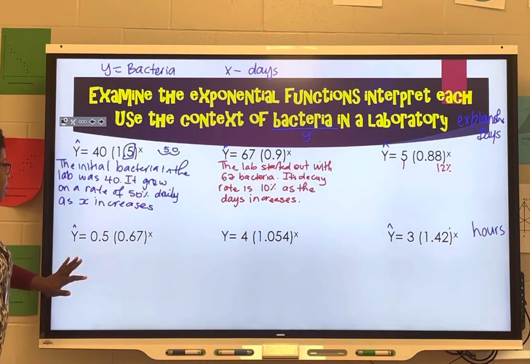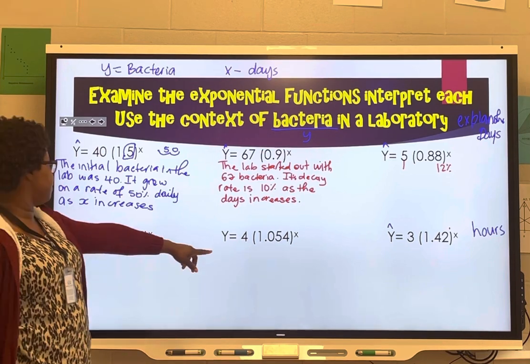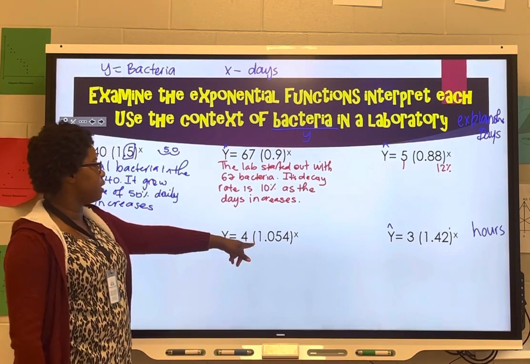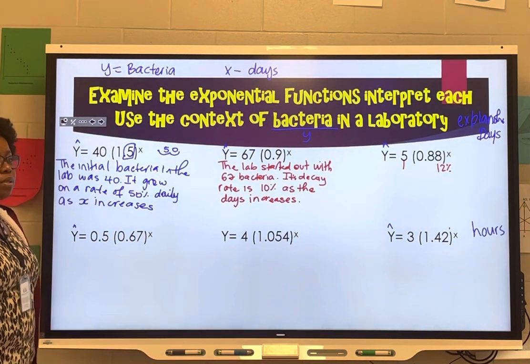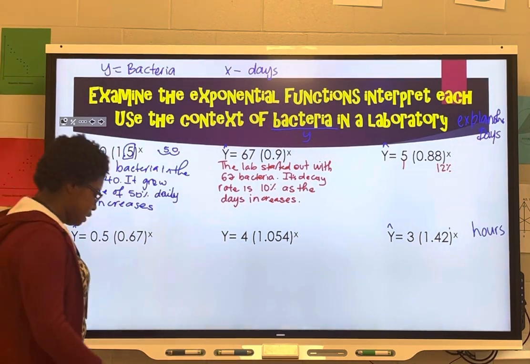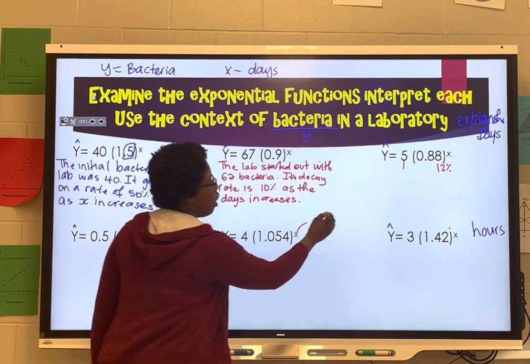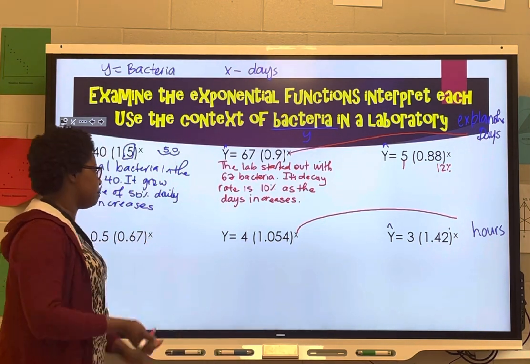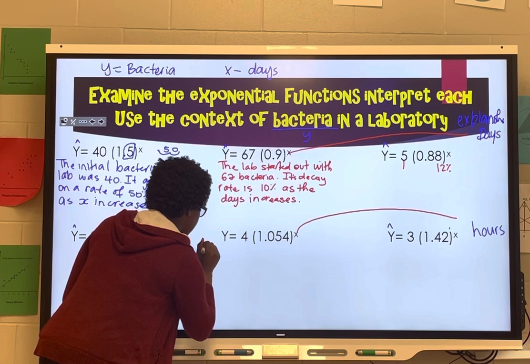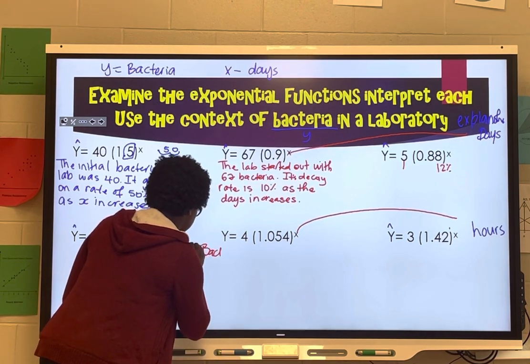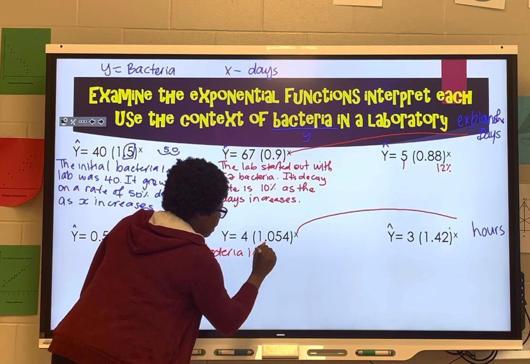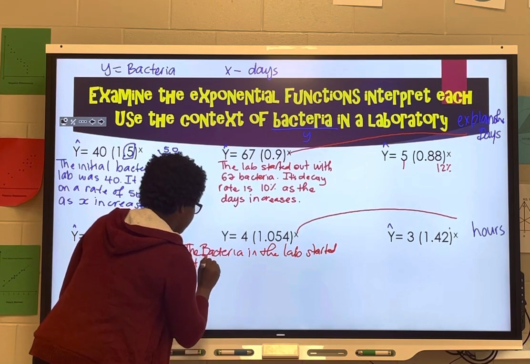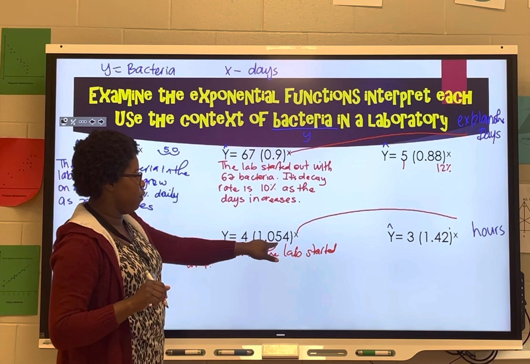Alright, let's talk about this one down here. I want to do this one first because these are similar to the top one. So this one says y is equal to 4 times 1.054 to the x. Here, I do the same thing. So since it is bacteria in the lab, and x represents hours, compared to this one that says days, we're going to do a different wording. So here, we're going to say the bacteria in the lab started at 4. Again, we need to know the growth rate.